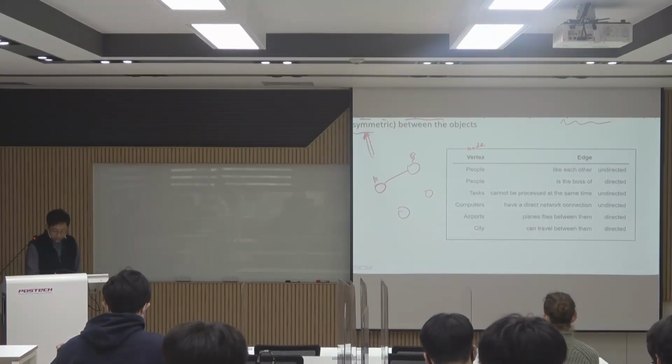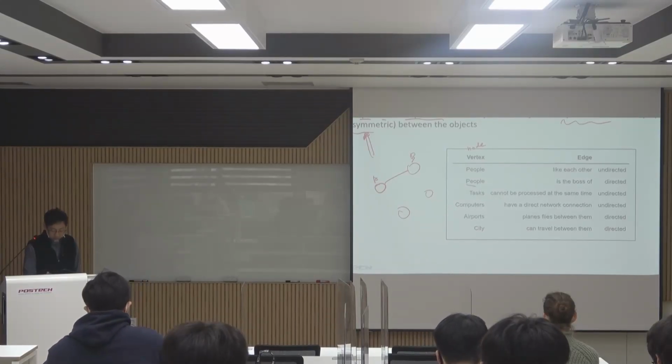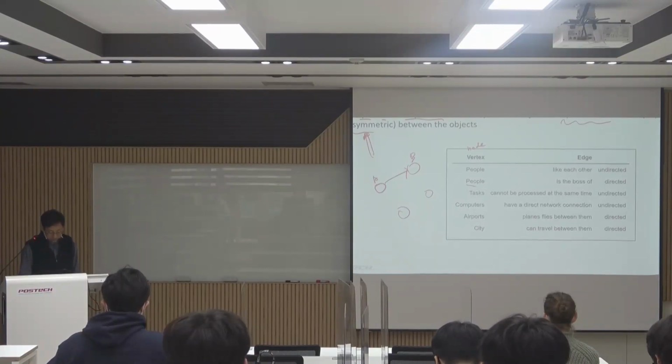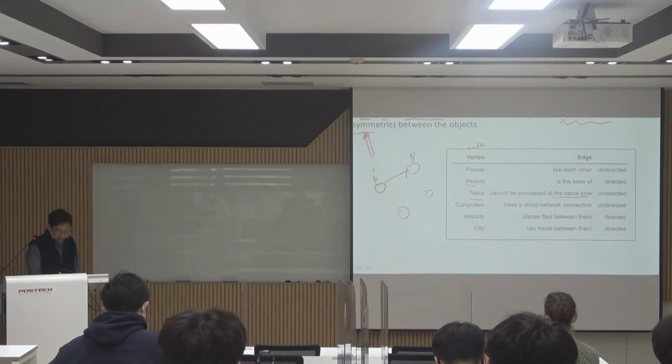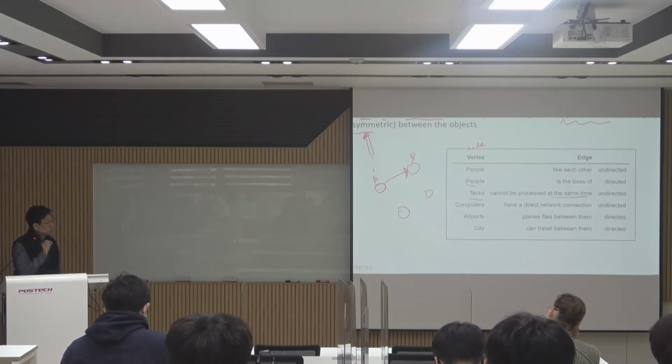And another example: say the people is a boss of the, so if A is represented, that means A is the boss of B, things like that. And it could be the task. Say a task cannot be processed at the same time. That means if we have it like that, the A task should be processed before task B. Things like that. Right? Computers, airports, cities.